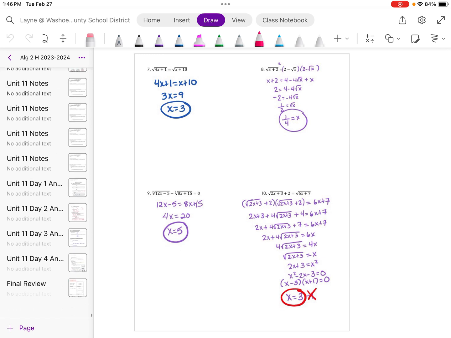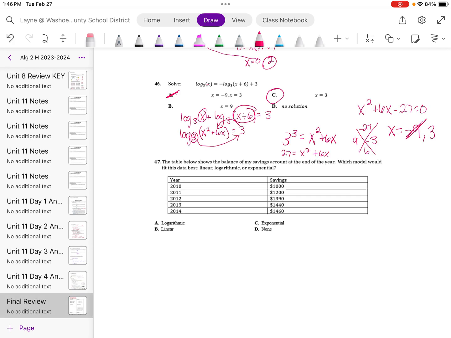So linear, let me just draw examples. Linear is going to be kind of like this, constant amount each time. Logarithmic is going to look more like this, where it starts going up, but then it kind of levels off. And then exponential is the opposite of that. It starts off slow, but then it speeds up. So this goes up by 200. This goes up by 190. This goes up by 50. And then this only goes up by 20.